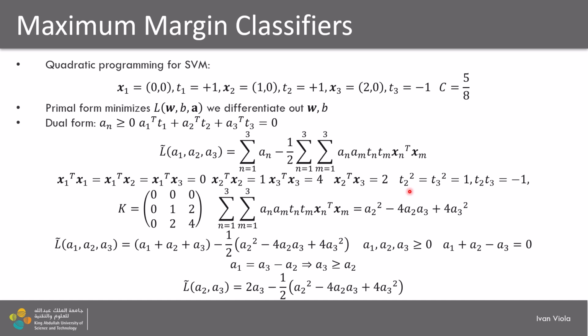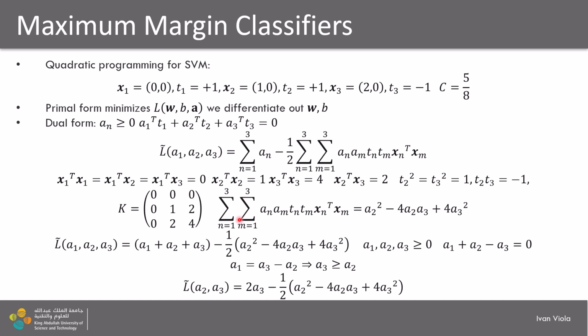Because we need this in our formulation, we do not really need t1, because every time there is a t1, this dot product will make the whole term 0. So we only need to find out what t2 or t3 is, and t2 t3 is equal to -1, because one is -1 and one is +1.